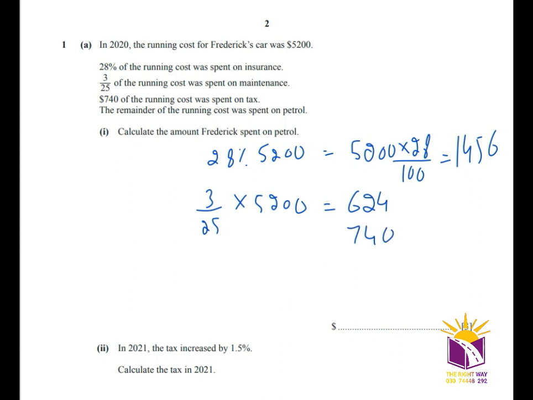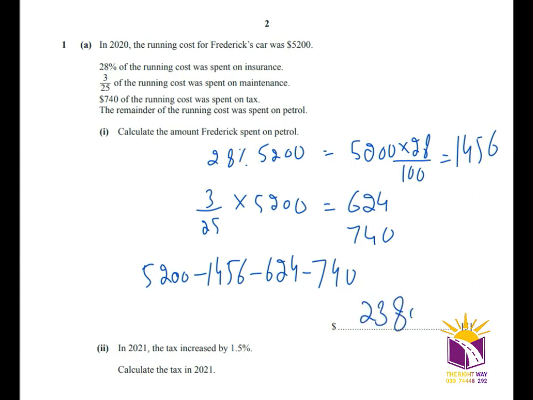So how much has he spent on petrol? It will be equal to 5200 minus 1456 minus 624 minus 740, which equals 2380. So the cost for the petrol is 2380.